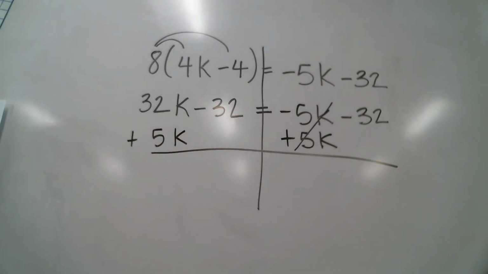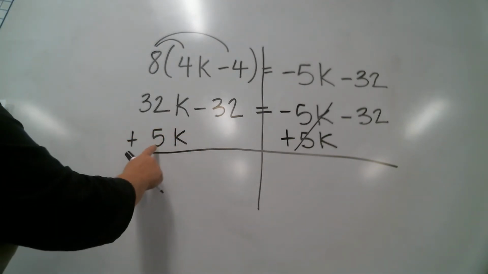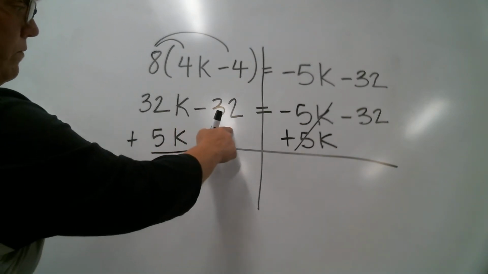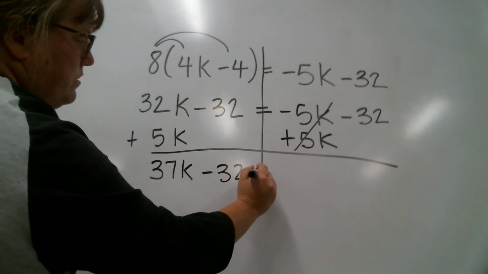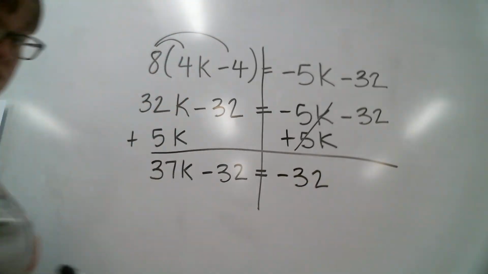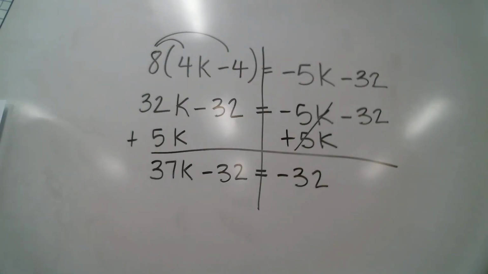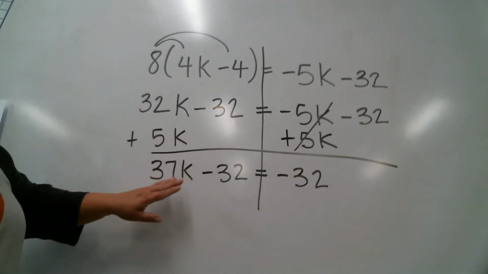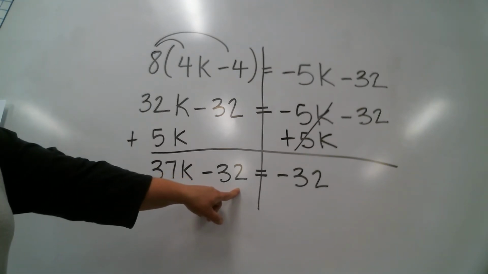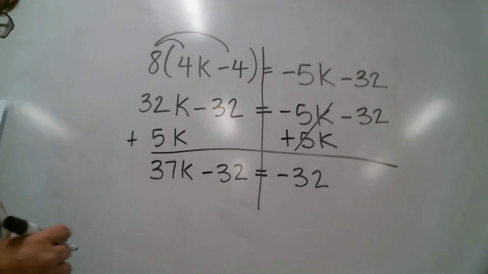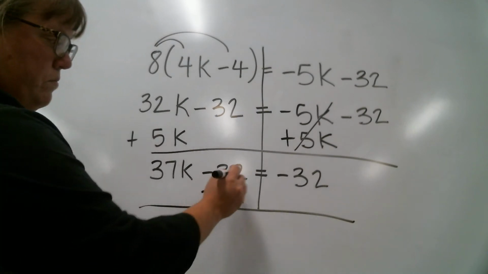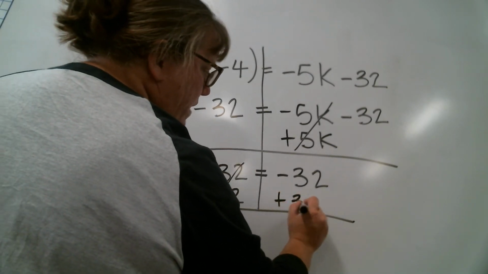And now I'm ready to rewrite the whole thing. So 32k plus 5k is 37k. And then I'm just going to rewrite minus 32 equals negative 32. Okay, so I'm rewriting it all. And I'm still over here trying to get k by itself. So I'm going to take care of this minus 32. I'm going to reverse that by adding 32. Negative 32 plus 32 cancels out, but I have to also add 32 here.